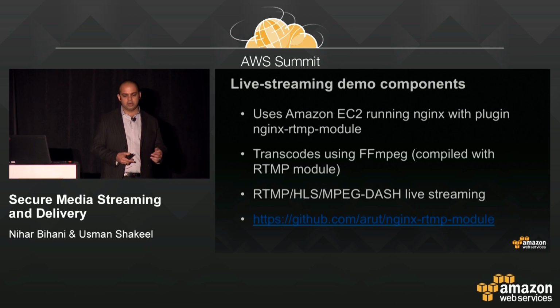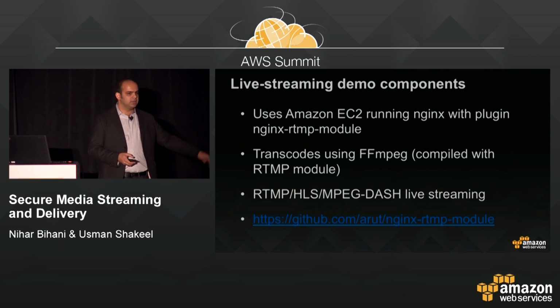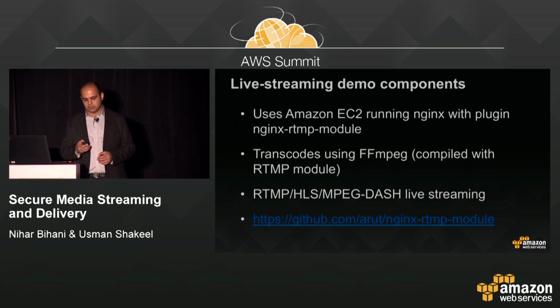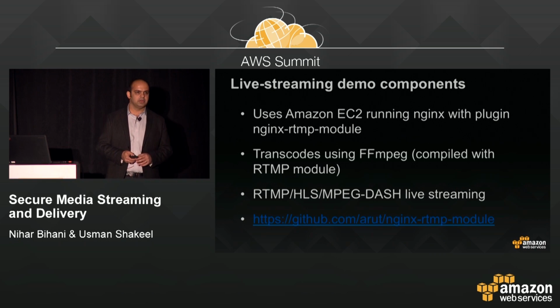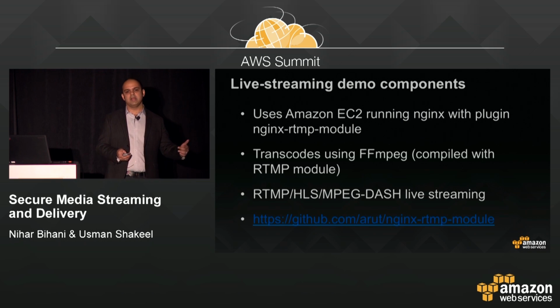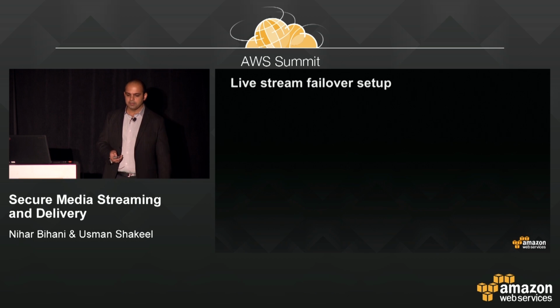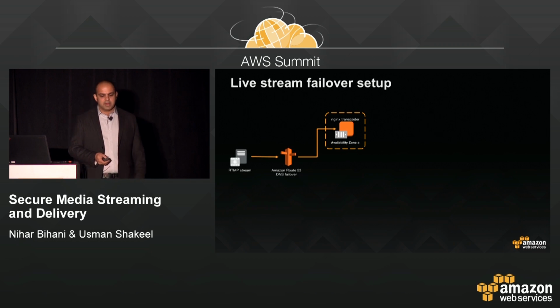The RTMP module for nginx supports RTMP, HLS, and MPEG-DASH live streaming. If you need more information, it's a GitHub project, as I said, open source. Take a look at it. Very, very simple to deploy. All I did was simply launch an EC2 instance with an AMI that has nginx, and then added the module in there. Okay. So what's happening?